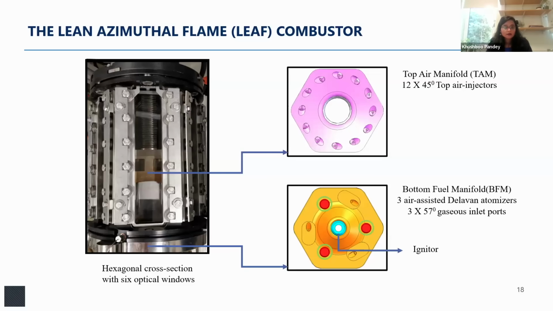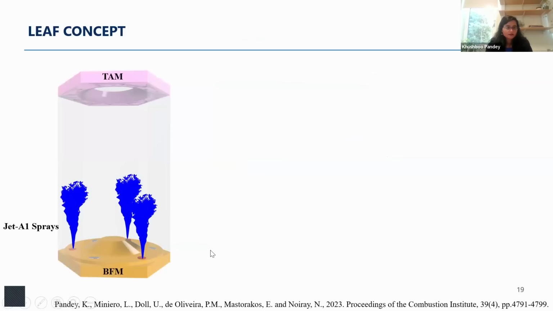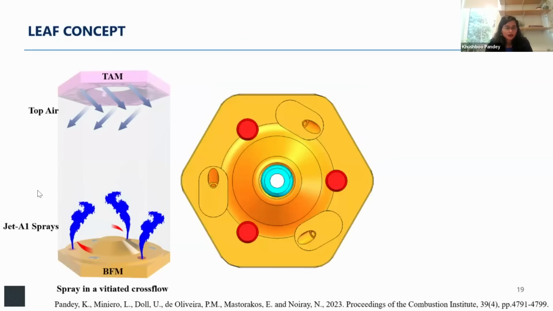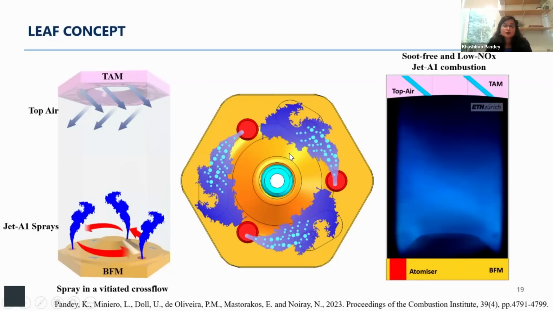Moving forward, the leaf concept resides in the injection of sprays from the bottom fuel manifold in the presence of top air angled injection, which leads to a spray initiated crossflow. So going back to the first thing that we learned, the spray initiated crossflow thought process, the combustion products of one spray ignite sequentially and continuously the next spray, and that leads to soot-free and low NOx Jet A1 combustion.